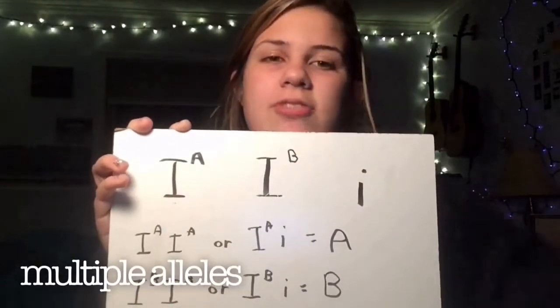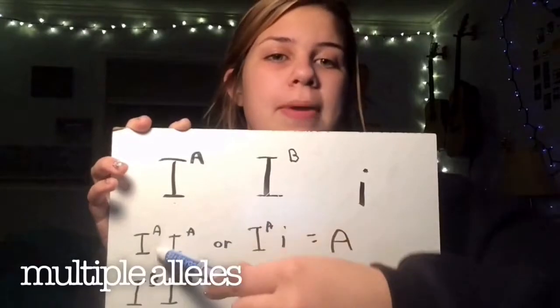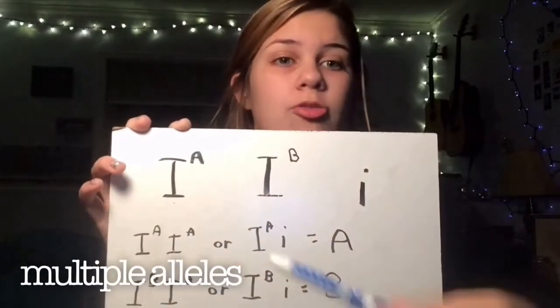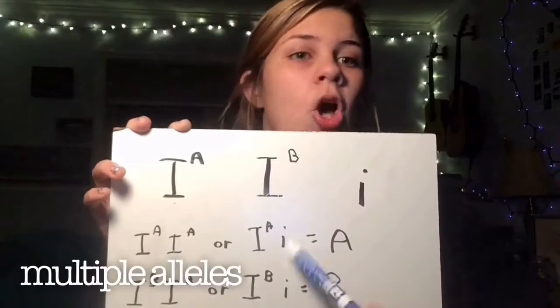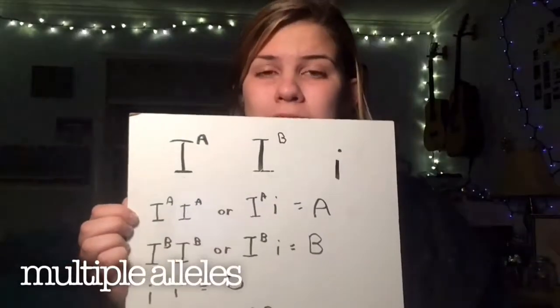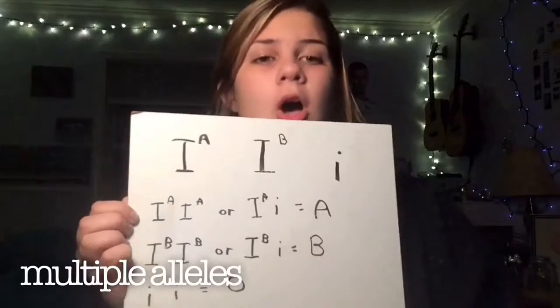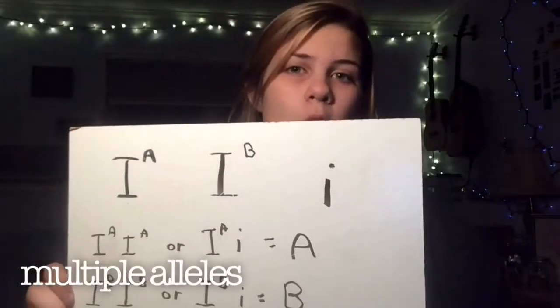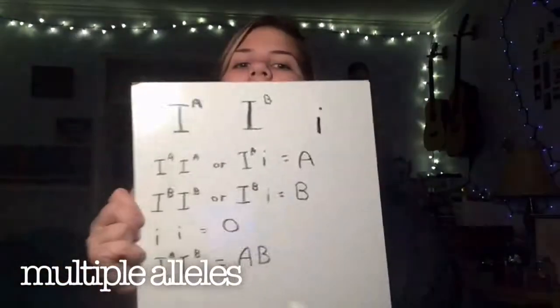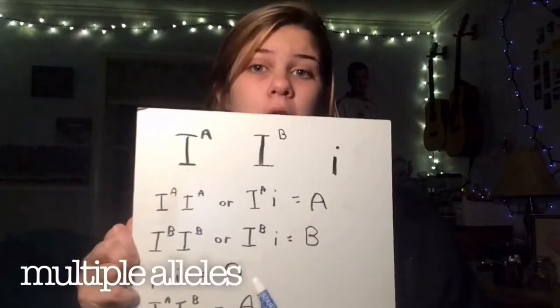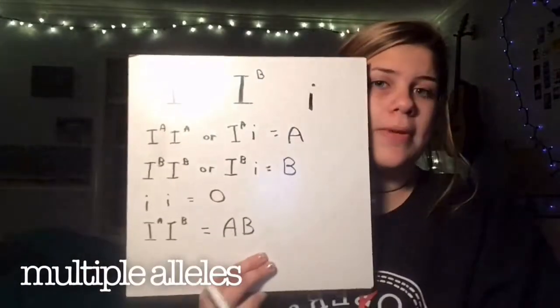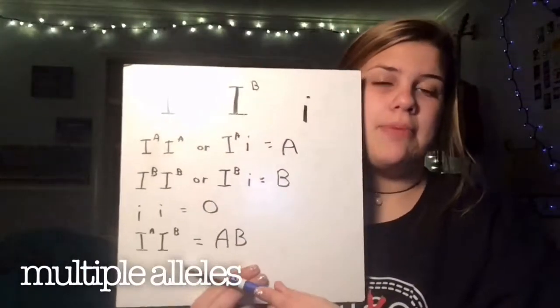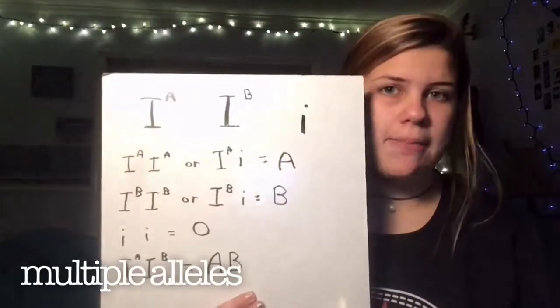And how that works is if you receive from both parents the big IA allele, or you receive one big IA allele and one little i allele, you will have blood type A. Now, if you receive big IB from both parents, or big IB and little i, then you'll have blood type B. And to get blood type O, you have to have both recessive alleles, both of the little i's. And blood type AB would be if you receive big IA and big IB, and then you have blood type AB.